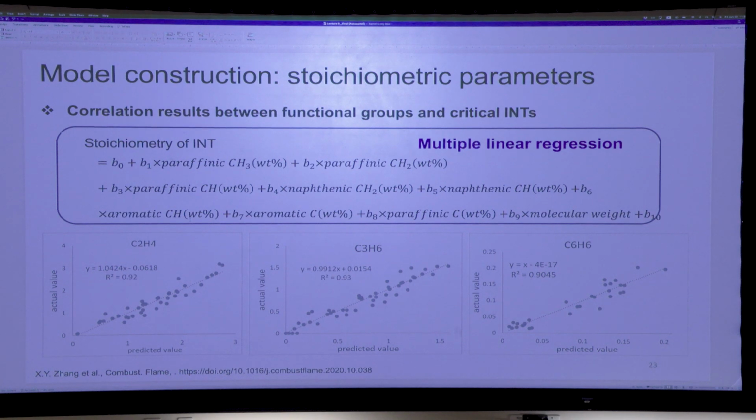You see here when we make these correlations with the multiple linear regression model, there's scatter. R squared is around 0.92, so this is a predicted stoichiometric parameter against the actual value, which is there from either measurement or the detailed kinetic model. And we see here these parameters for ethylene, for propene, for benzene. They're a bit off, okay? R squared is around 0.9, but we're going to use it anyways, okay? Because it's an approximation to make a simplified approach for kinetic model development.